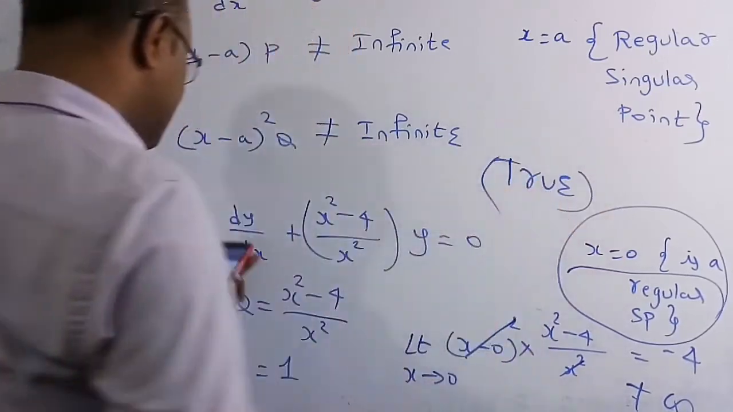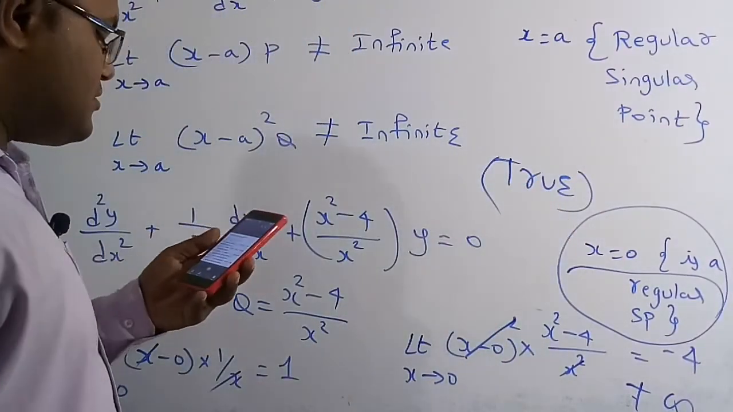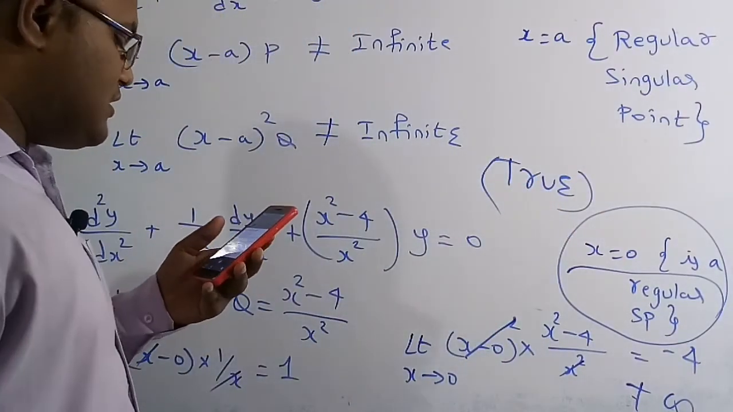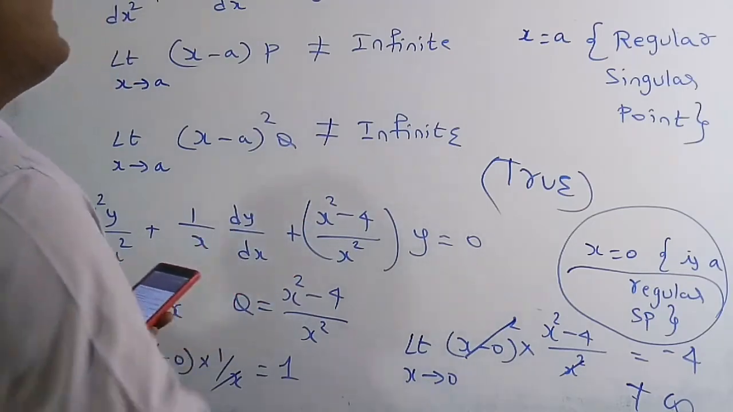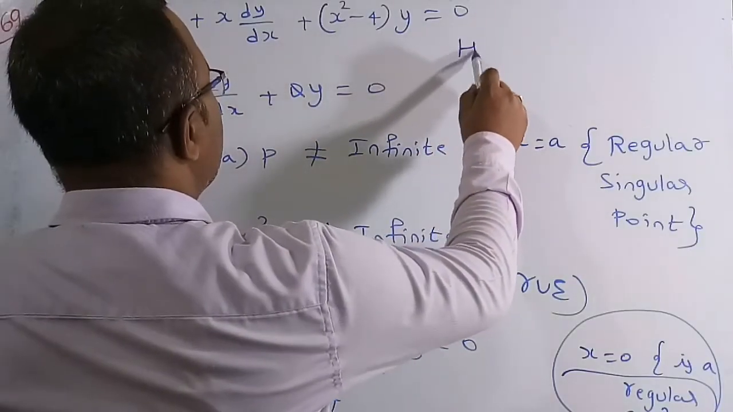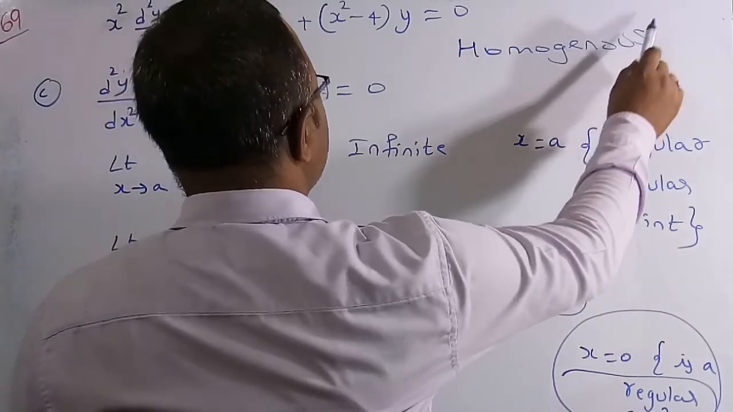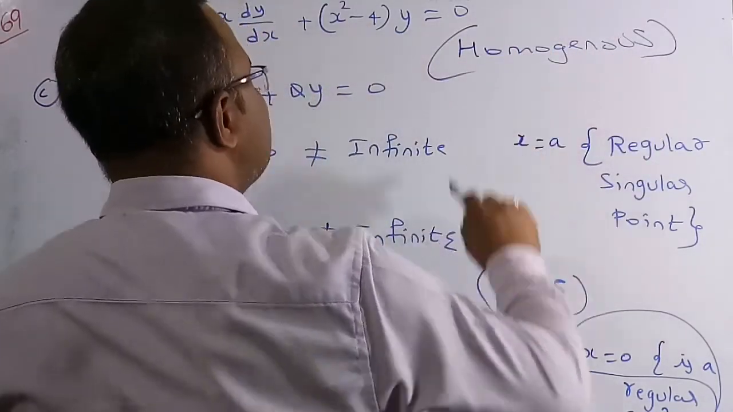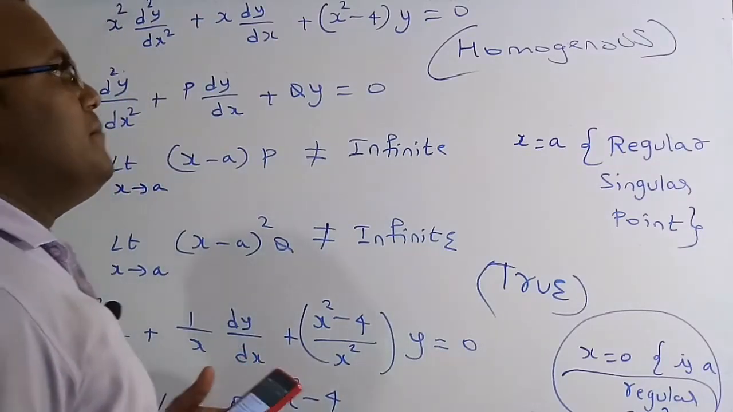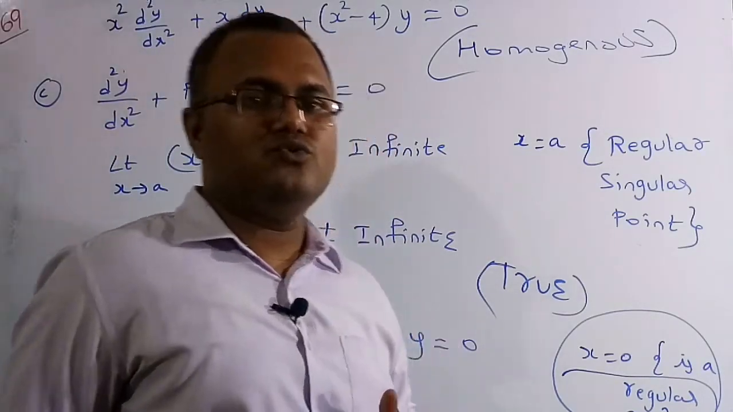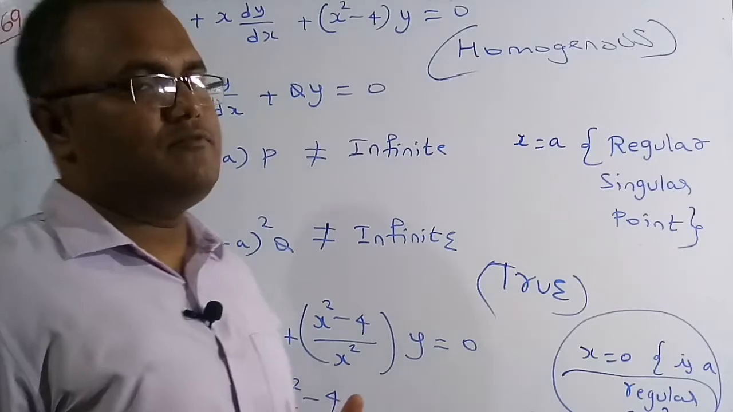But in option D, they have given that it is a non-homogeneous second order differential equation. Whenever the input is equal to 0, it will be homogeneous. But in the question they have given a non-homogeneous one. So option D is incorrect or not true. But in the question they asked what is not true. So therefore option D is the correct solution of this question.